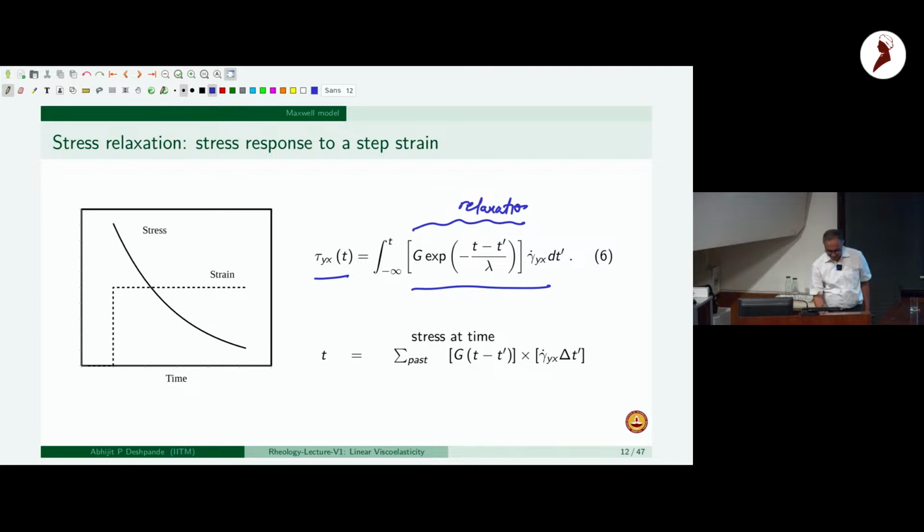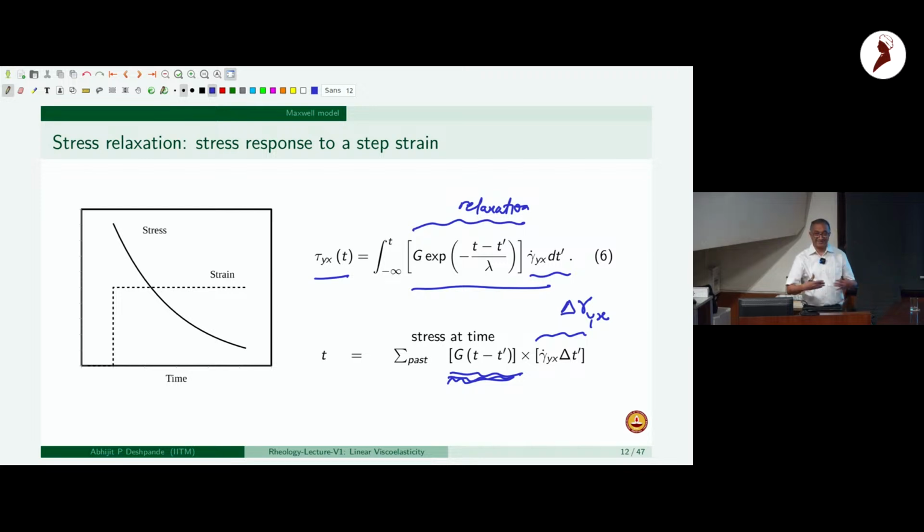is the kernel in this expression, and if you look at this term, it is like a strain. This is like a delta gamma. So it's the strain which is applied between t and t plus delta t, and this is the modulus with which you are applying it. So this is stress into strain. But the modulus that you are multiplying keeps on changing as t minus t prime. At the present time, this modulus is very high. When you go back much more in time, this modulus actually falls off to 0.